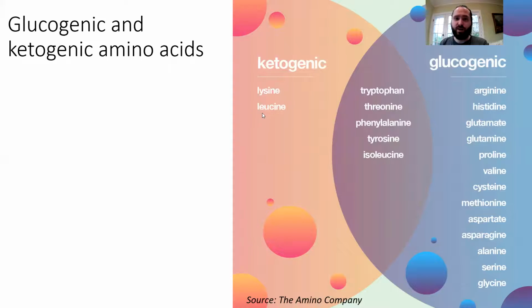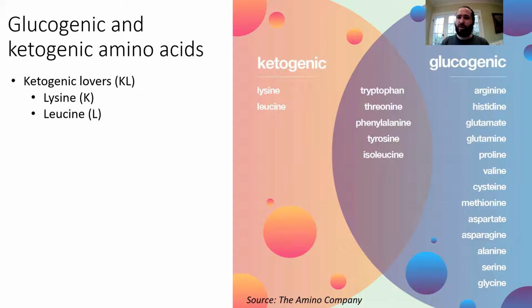So with ketogenic amino acids, we have the ketogenic lovers, K and L, lysine and leucine. I love this mnemonic because it's literally KL, ketogenic lovers are lysine and leucine. So these guys really love each other. They have very similar sounding names. Do you know that you're more likely to end up marrying or being with somebody who has a similar name to you?